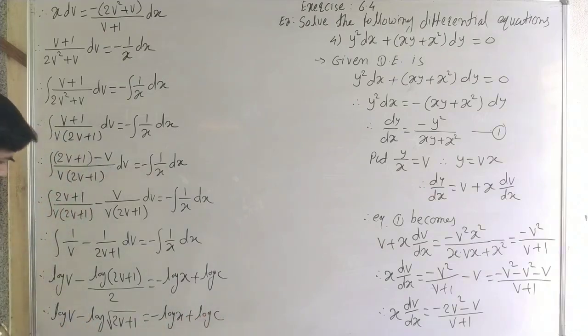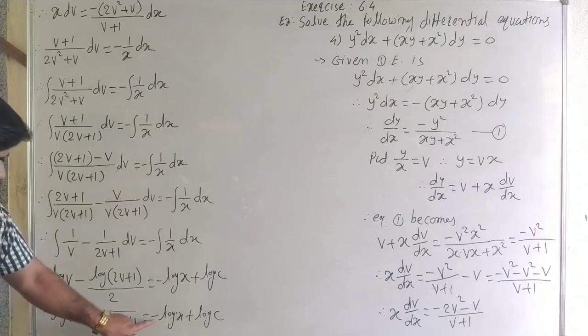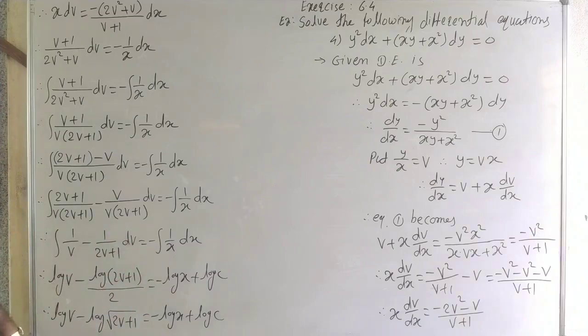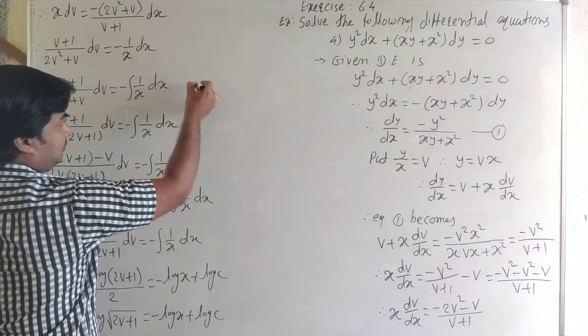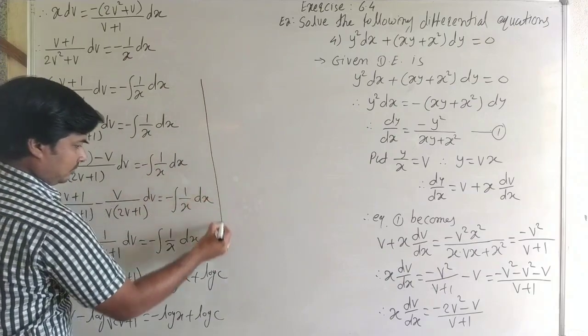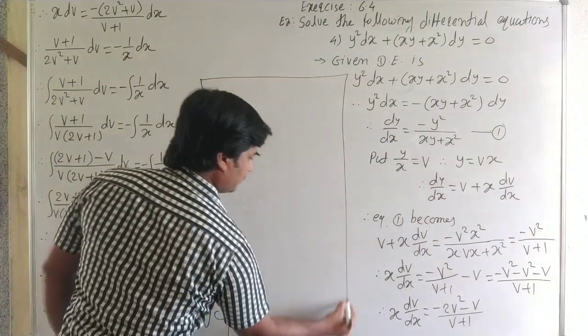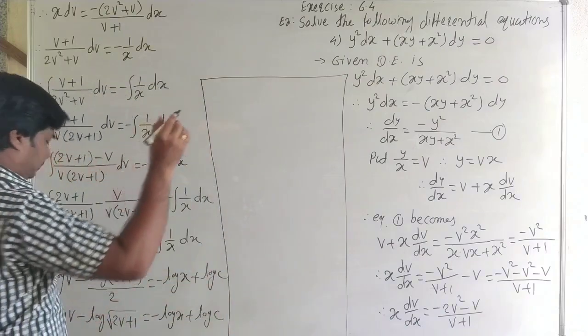Now here we use the property of the logarithm, log v minus log. Here we use the property of minus. Again here minus and it is plus. Here again we use the property of the minus. Here we can write in the middle. Okay, see carefully this.